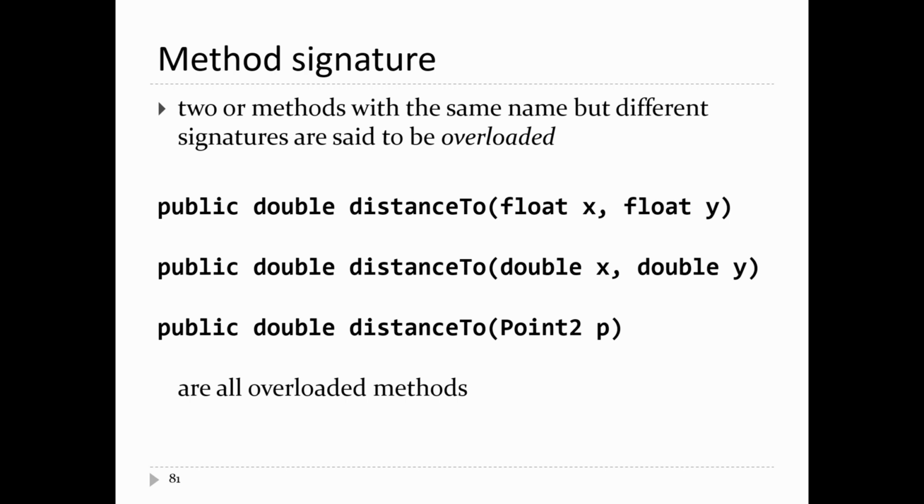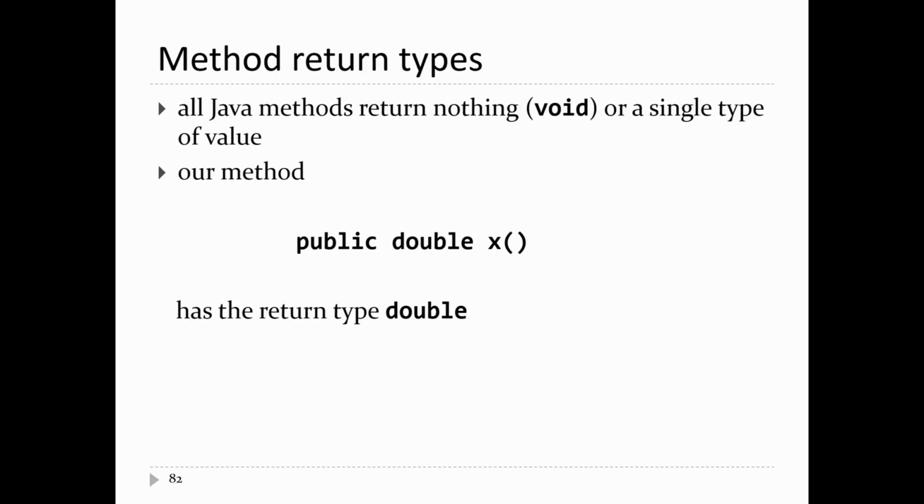Any other questions? Okay, so signatures must be unique. Every method in Java must specify what the return type is. If the method returns nothing, then you must specify the word void. Right? And the return type goes immediately before the name. So public double x indicates that the method x returns a double.